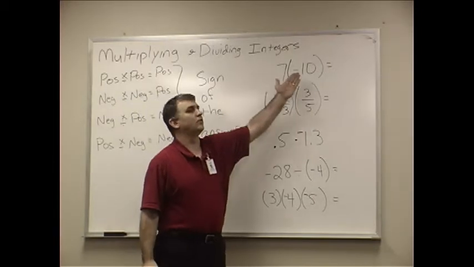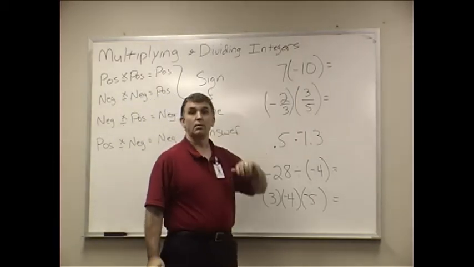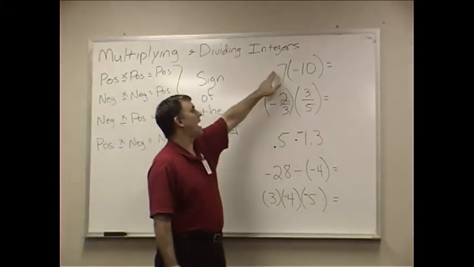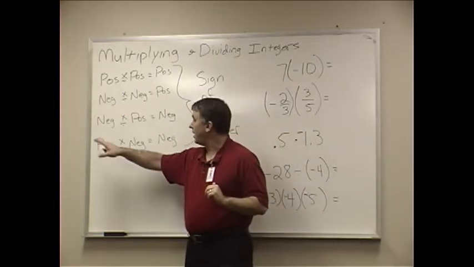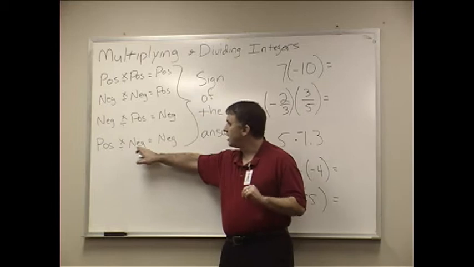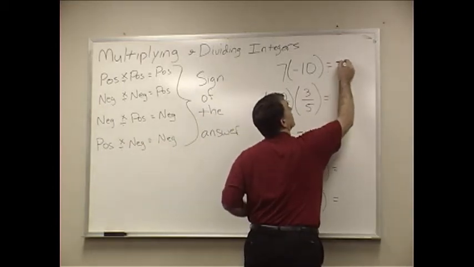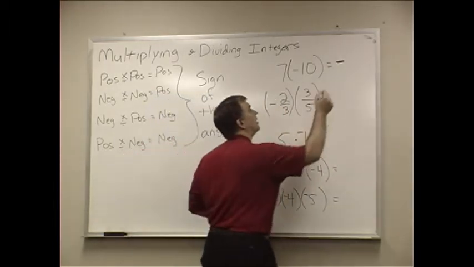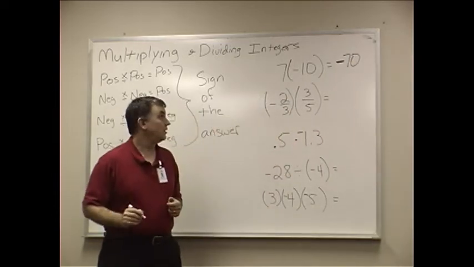The first one is 7 times negative 10. Remember, when a number is next to a parenthesis, that means multiply. So the 7 is positive, the 10 is negative. A positive times a negative, the sign of the answer is going to be negative. 7 times 10, we now just do that arithmetic, is 70. So the answer there is negative 70.